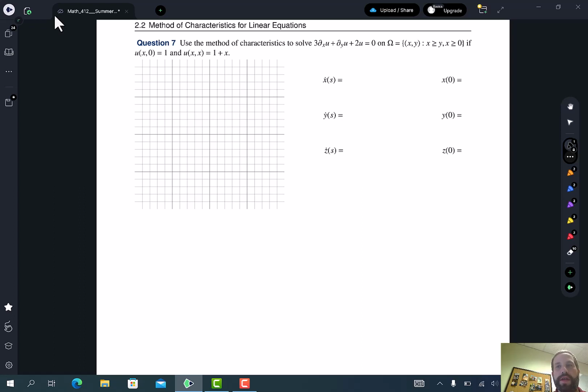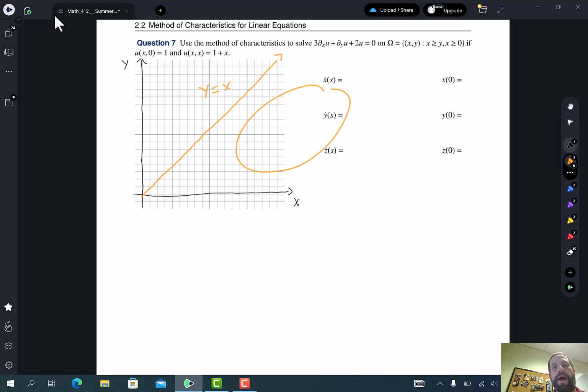So x is greater than 0 and y is greater than x, so we're only looking in the first quadrant. That's the normal x and y axis. Now if I look at y less than or equal to x, so if I look at y is equal to x, that's going to be this line right here. This line is y is equal to x. And we only care about the solution in this part of the plane.